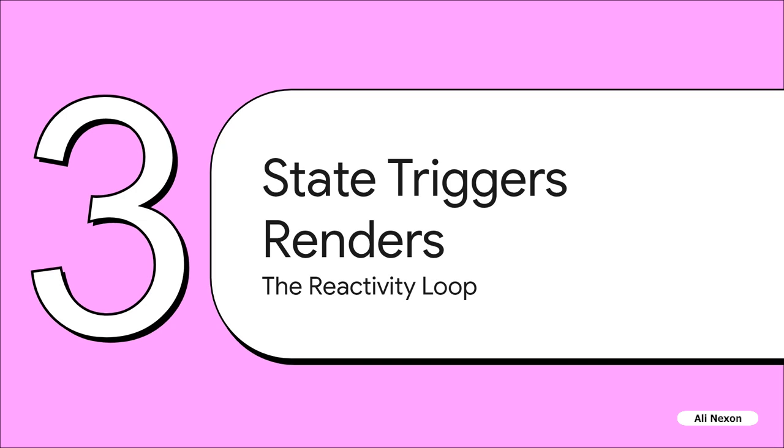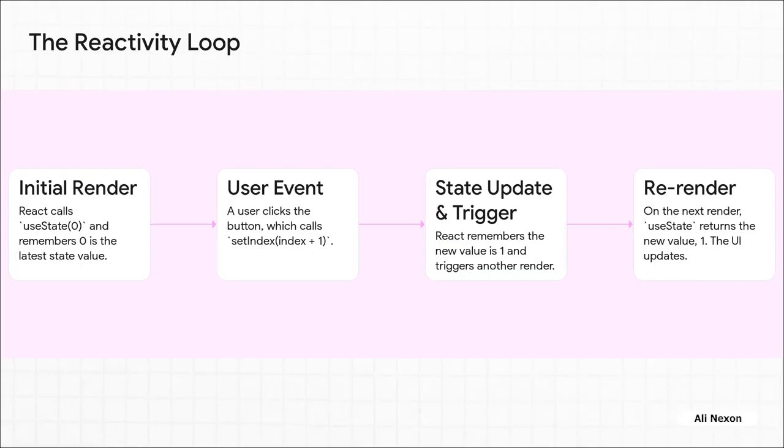And this is where the real magic happens. How does calling that little setIndex function actually make the pixels on your screen change? Let's trace the entire journey from click to update. Okay, let's walk through this loop. Step 1, the initial render. Our component runs for the first time, React sees useState(0) and says, got it, I'll remember that index is 0.